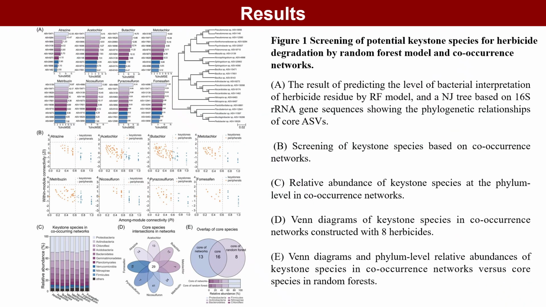Figure 1. We screen potential keystone species for herbicide degradation by random forest model and co-occurrence networks. We identified 29 keystone species in the co-occurrence networks and compared these against the results of the random forest model, which identified 16 taxa that were most enriched under elevated herbicide concentrations.